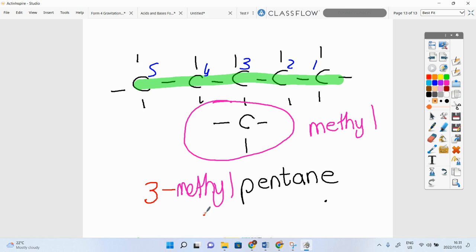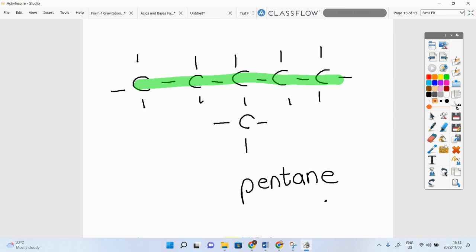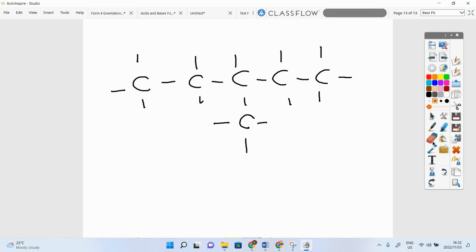So would you always count it from the closest end? Yeah, so that it has the smallest number. But if we now take that and instead of having that, we put another one here. Let's just make it the same molecule. So now it's like this.